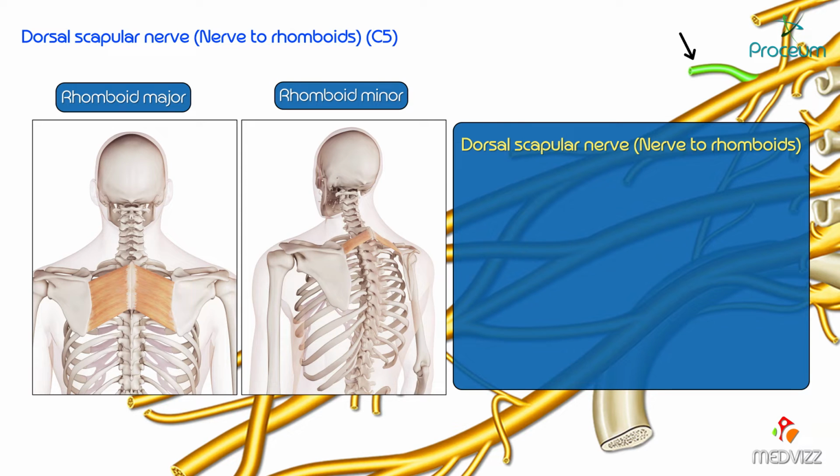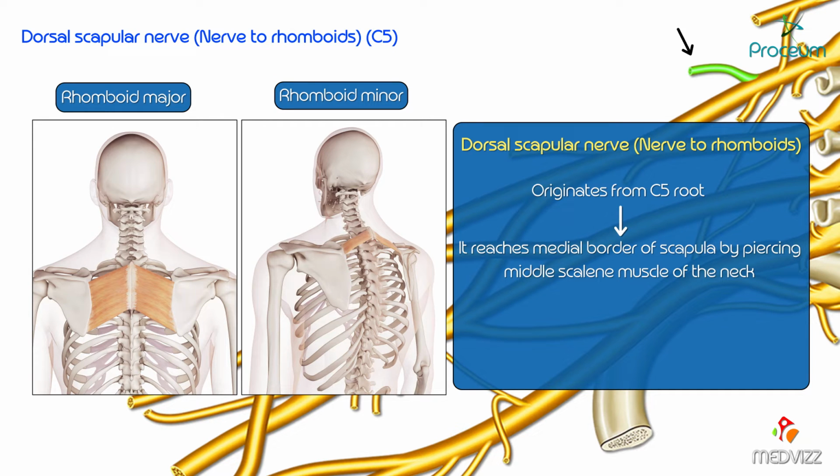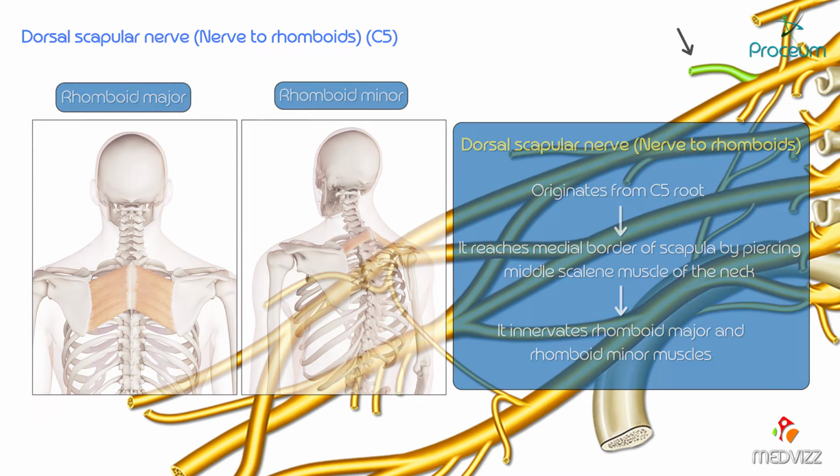The nerve to rhomboids, or the dorsal scapular nerve, originates from the C5 root of the brachial plexus, where it reaches the medial border of the scapula by piercing the middle scalene muscle of the neck, where it mainly gives innervation to the rhomboid major and rhomboid minor muscles, which are mainly responsible for retraction of the shoulder.